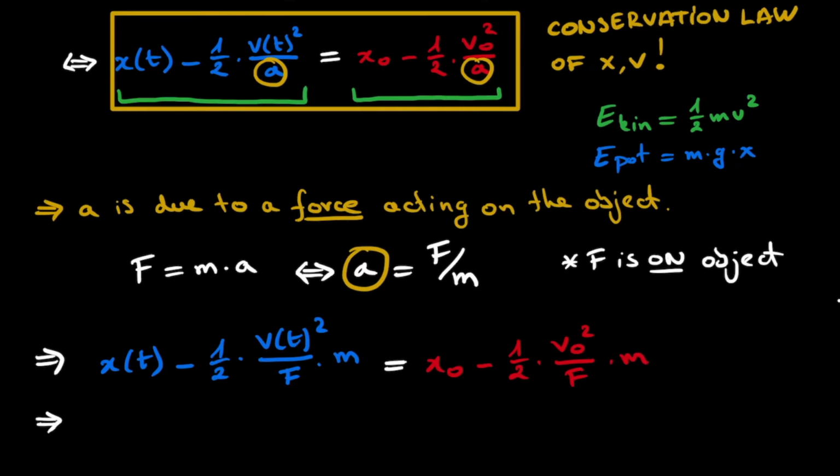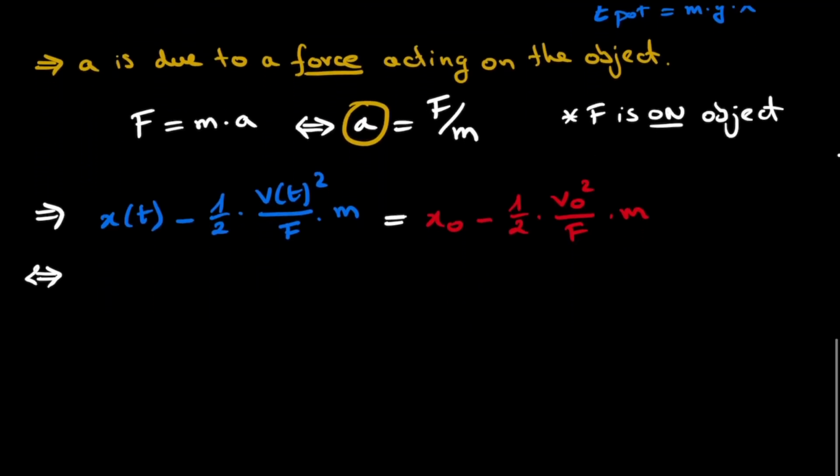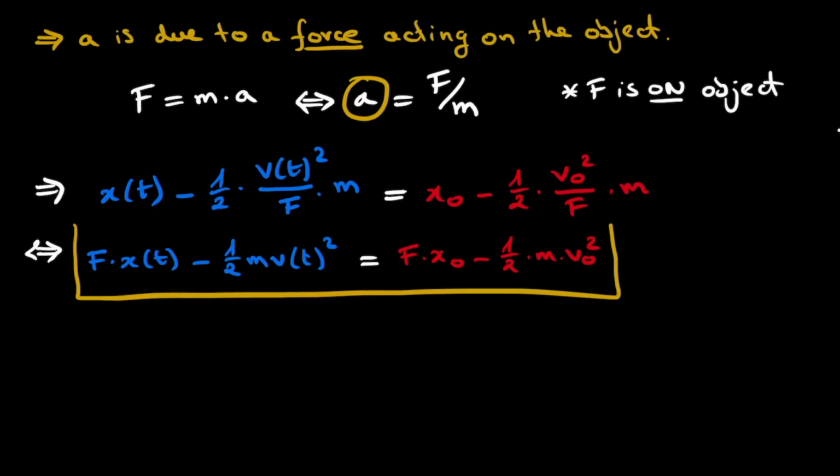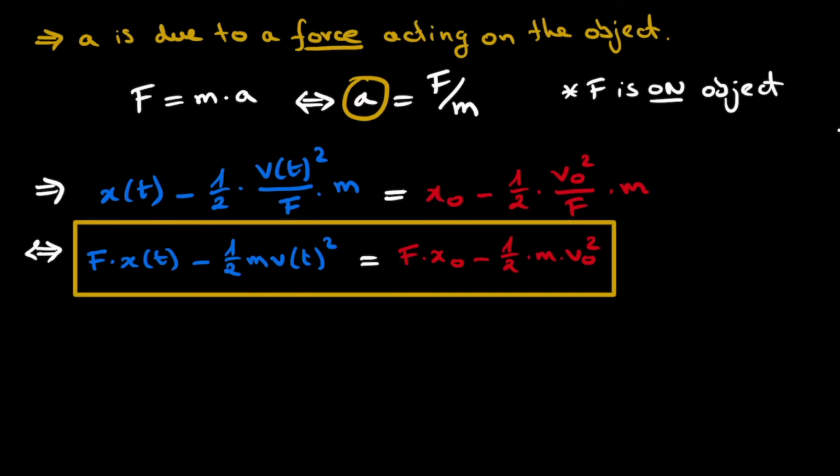And at this point, we can of course multiply both sides of the equality sign by F, by this force, to get the following. We have this force multiplied by the position at time t, minus 1/2 times m times the velocity at time t squared. And this is exactly equal to the initial position. So we have the force multiplied by the initial position minus 1/2 times the mass times the velocity v0 squared. And what we get here is of course exactly what I promised you. It is the conservation of energy derived all the way from simply the kinematic equations.